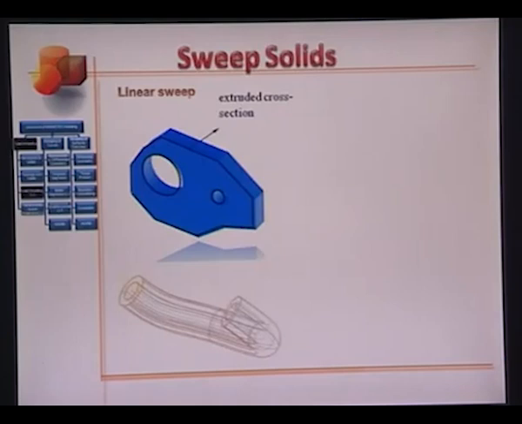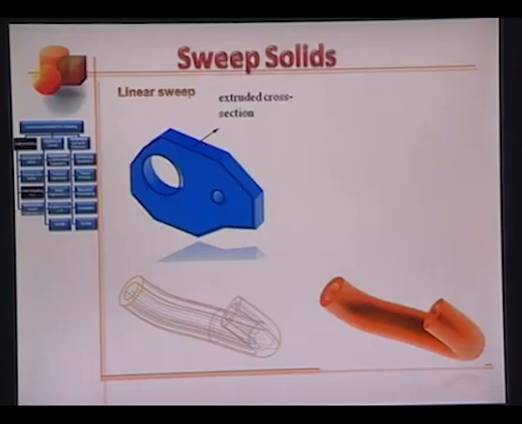Alternatively, one can sweep a cross section, in this case for example, two circles here, along a nonlinear path in the third dimension. This is how the solid looks. This is called the nonlinear sweep operation. Both linear and nonlinear sweep are categorized into translational sweep operations. They are translational sweep solids.